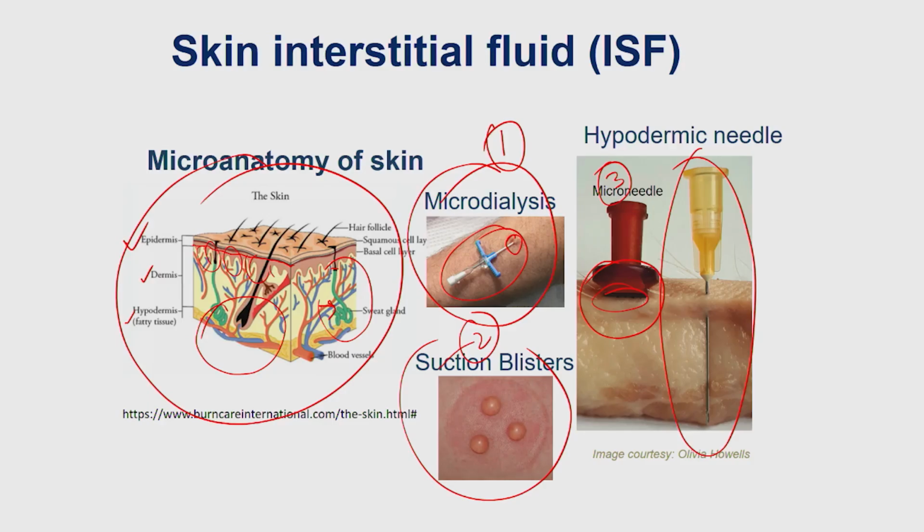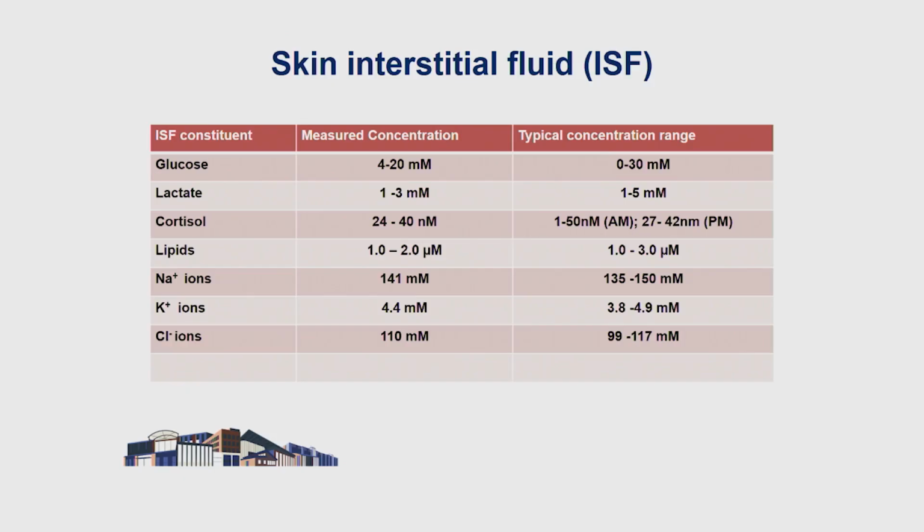So these are your subdermal wearable devices. The nice thing about the skin interstitial fluid, I mentioned, is that it is a treasure trove of biomarkers. You have different concentrations here. You have glucose, lactate, your stress hormone cortisol, lipids, ions, which I mentioned are going to be measured using potentiometric sensors, ion selective electrodes. And the nice thing here is, look at the concentrations. You're looking at millimole concentrations, right? And the typical concentration range is 0 to 30 millimole. This is the concentrations in the body, and this is in the ISF, right?